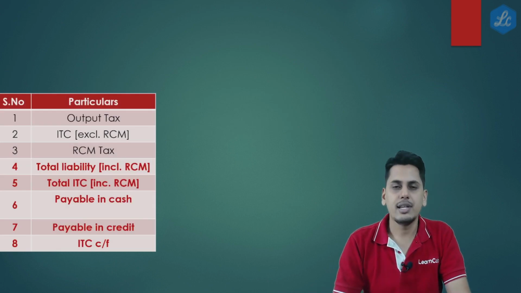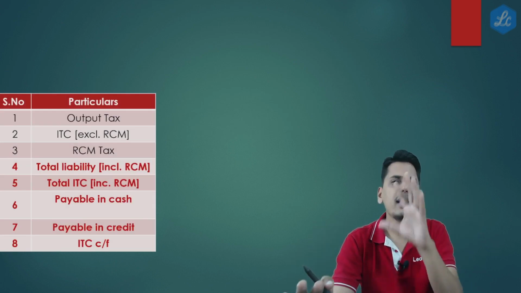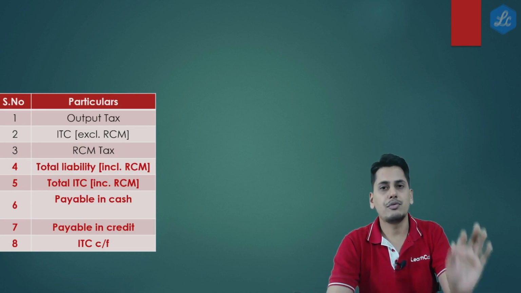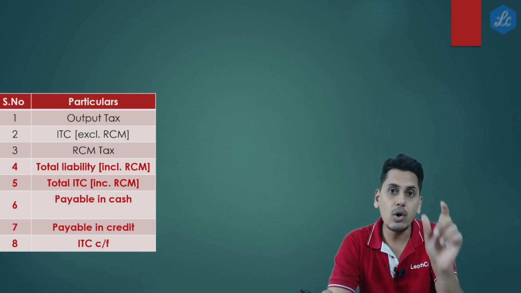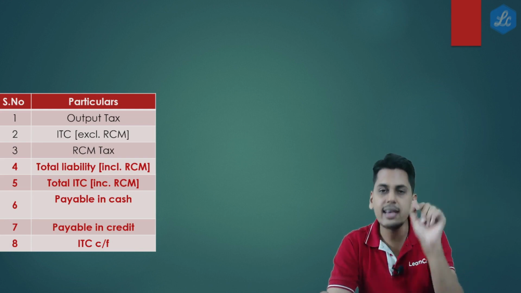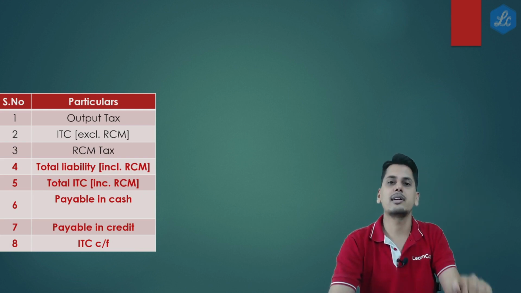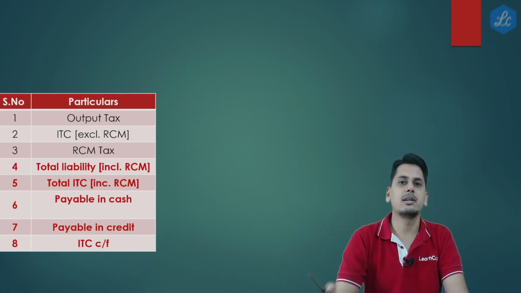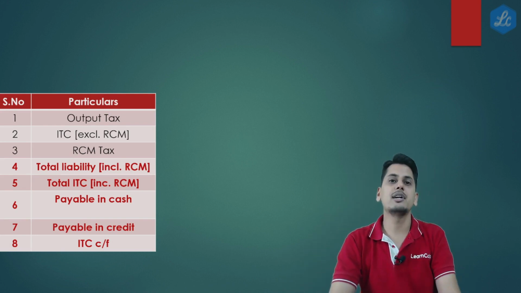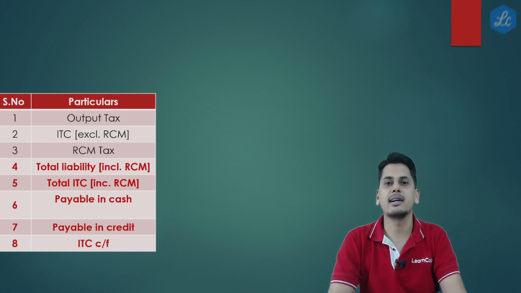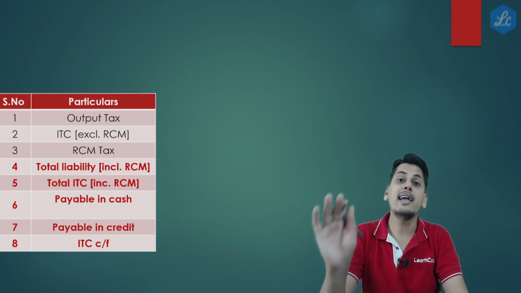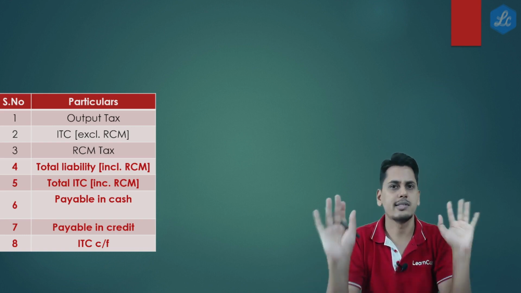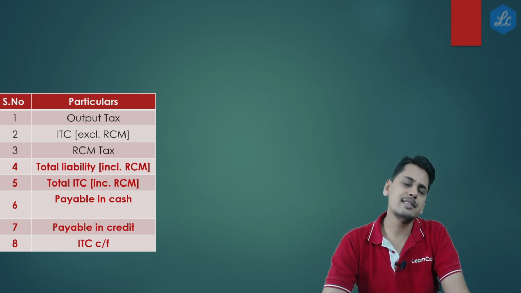Now friends, let's take an example. I'm sure by now the base concept of 86B you would have already synced inside you. It says that for a registered person whose value of taxable supplies other than exempt supplies and zero rated supplies is exceeding 50 lakh rupees, then that registered person will not be in a position to utilize input tax credit in excess of 99% of output tax. It is so simple.